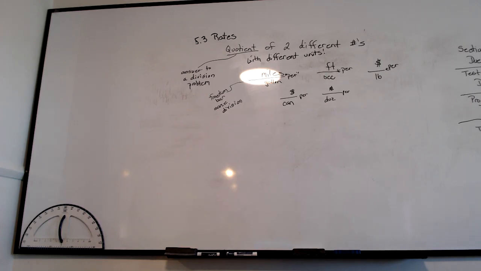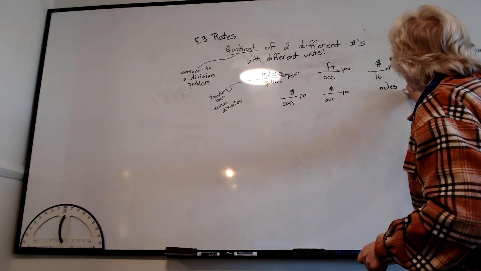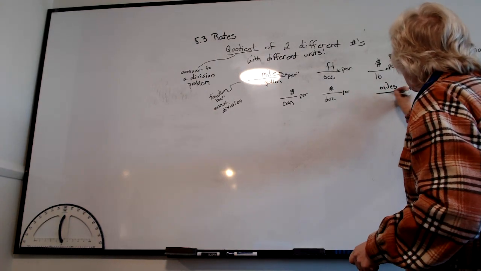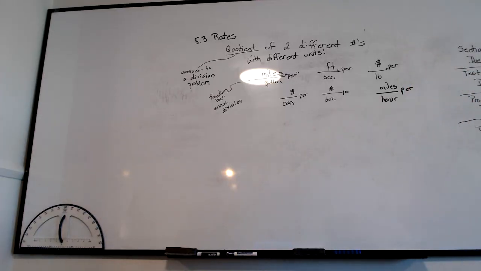So we have miles per gallon. Is there anything else that we might have? Miles per hour, that's right. How many miles per hour? Those are rates. I write it like that because I want you to realize when you say miles per gallon, the per means the division sign. Miles divided by hours.